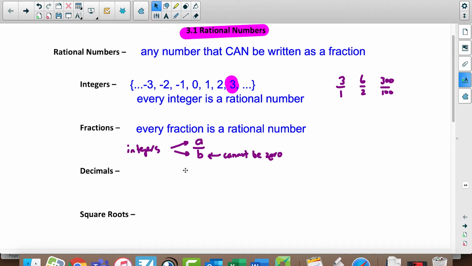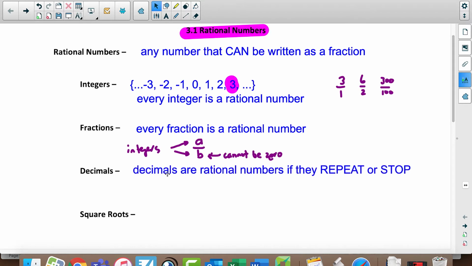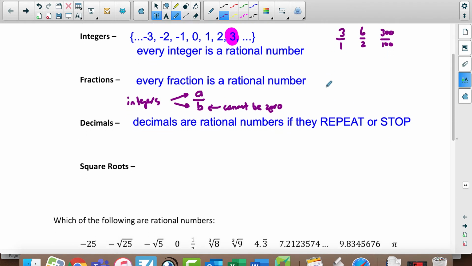Decimals. Are decimals rational numbers? Well, not all of them. Decimals are rational numbers if they repeat or they stop. The proper word for stopping in math is terminate. It's if they repeat or terminate, but I thought I'd just put stop. So if it's either one of those two things, then it is rational.